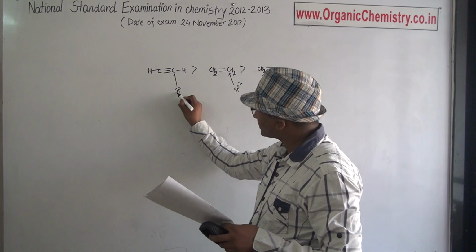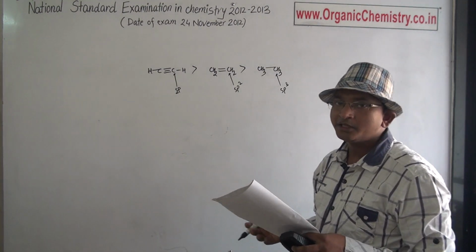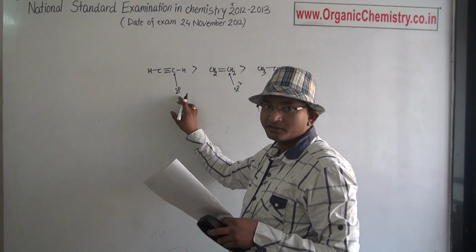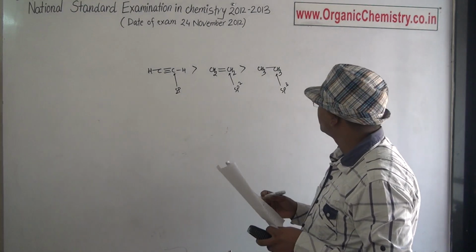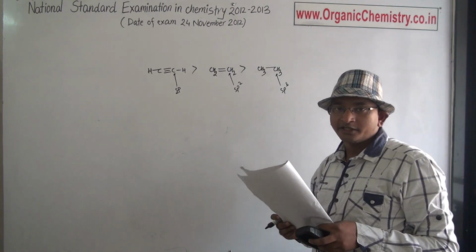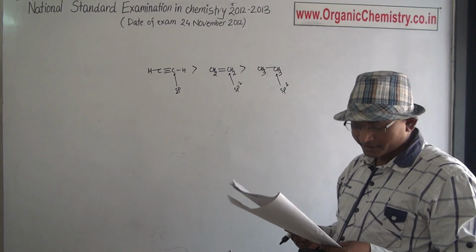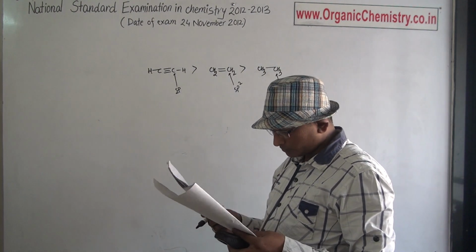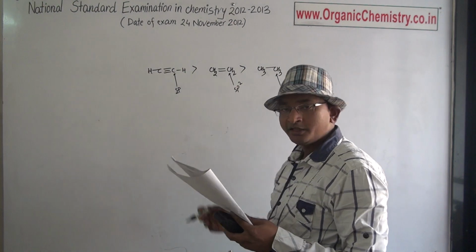Greater the s character, higher will be the electronegativity. In this particular part, 50% s character is there. In this particular part, 33% s character is there. While in this particular part, there is only 25% s character. So the answer will be D: acetylene, followed by ethylene, followed by ethane.